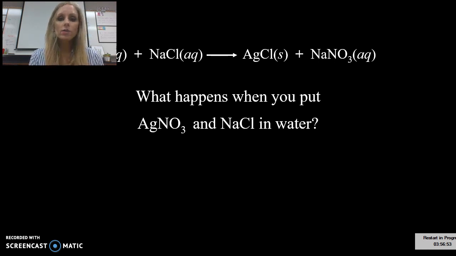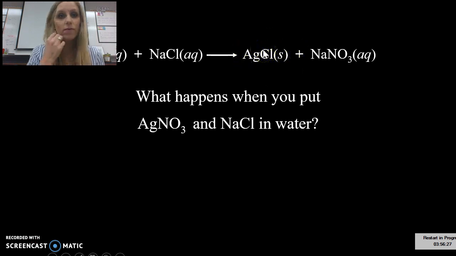So net ionic equations is exactly what the name implies. It's the net equation, so what happens in the end after you take out everything that doesn't change when you put some ions in solution. So you'll recognize this as a double replacement reaction. Two aqueous solutions were mixed, and it looks like one formed a precipitate.